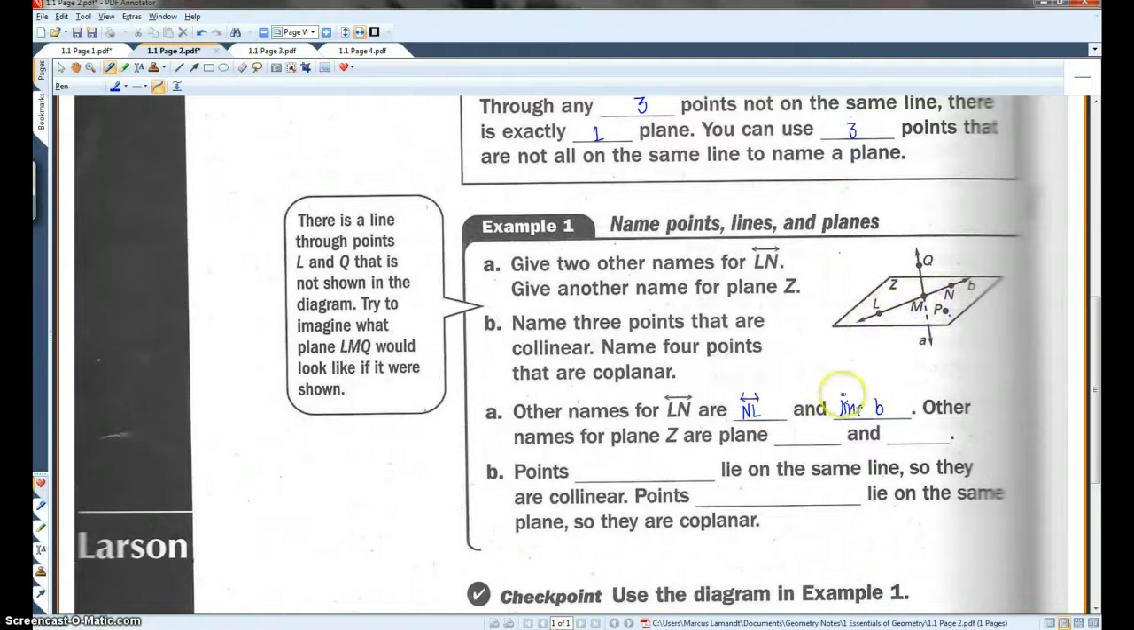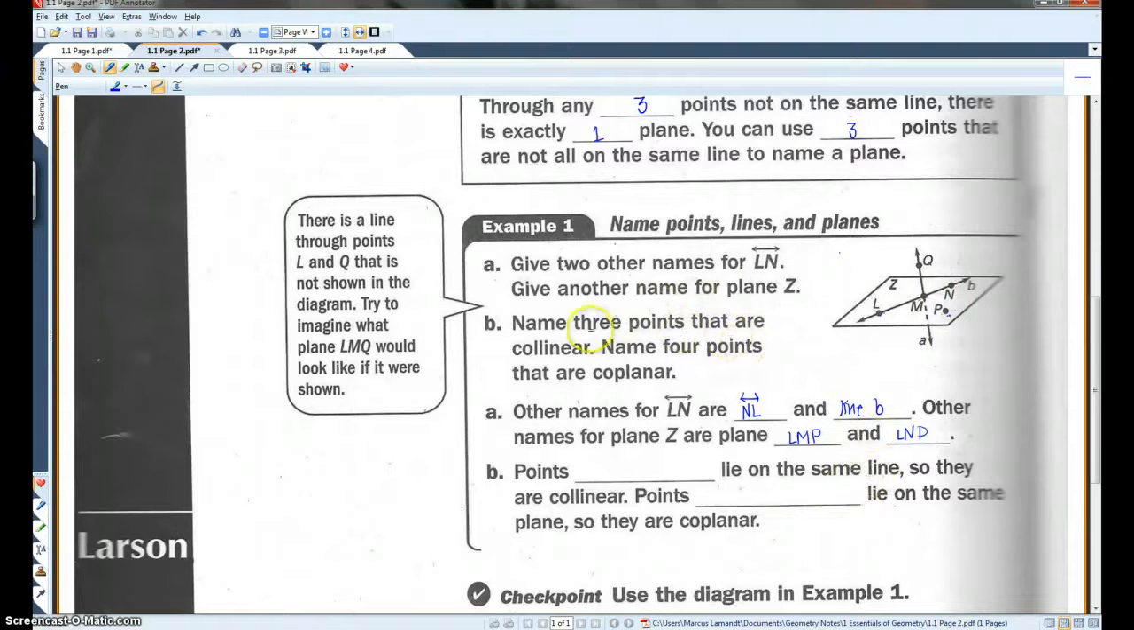Those would work too. Other names for plane Z, you could call it, let's see, LMP, because all three of those points are in that plane. You could call it LNP, because all 3 of those points are in the plane, or MPN. Anything like that would work.